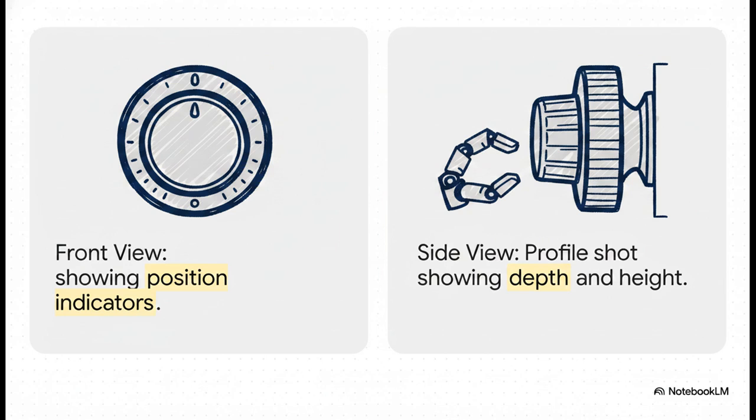But then you contrast that with the side view, or image 2. This is a profile or oblique angle, and it is absolutely crucial. It shows the depth, the height, the material texture, and most importantly, the grip patterns. If a robot needs to physically grasp a knob, it definitely needs that side view to know exactly how far the knob sticks out and what kind of texture its grippers are going to encounter. Both of these views working together are absolutely necessary for true 3D understanding.